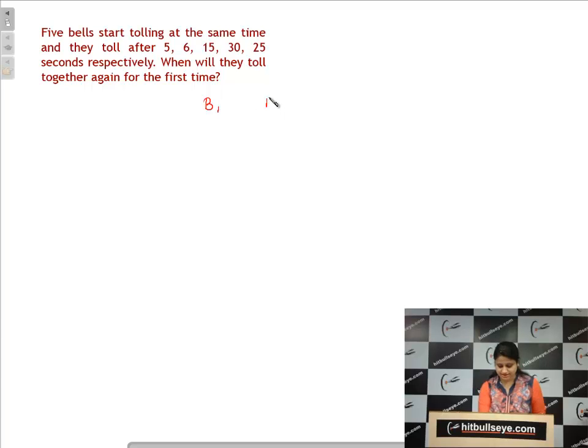There are 5 bells. Say they are B1, B2, B3, B4 and B5. The first bell is tolling after every 5 seconds. It means after 5 seconds, then after 10 seconds, 5 more seconds I mean, then after 15 seconds and 20 seconds it is tolling. Now similar is the case with B2, but the time here is 6 seconds. So we can see it will toll after every 6 seconds, or we can say it will toll after 6 seconds, then after 12 seconds, then after 18 seconds and so on.